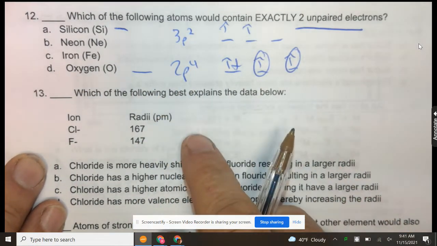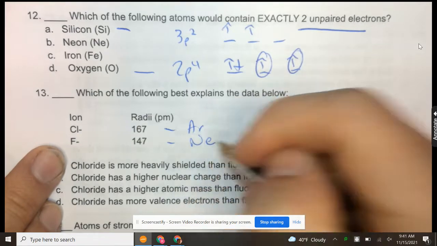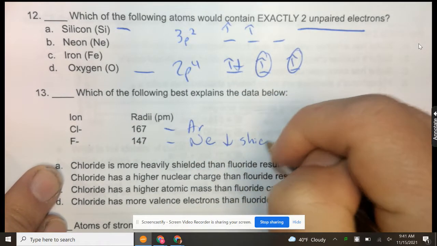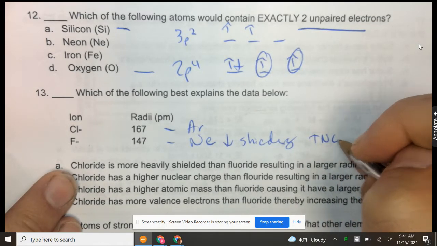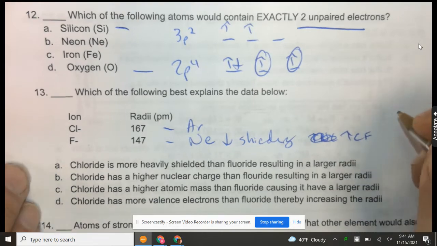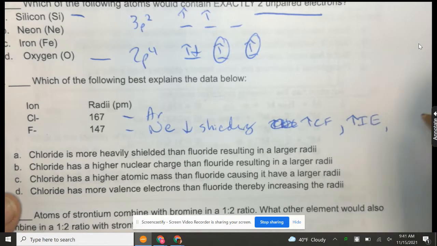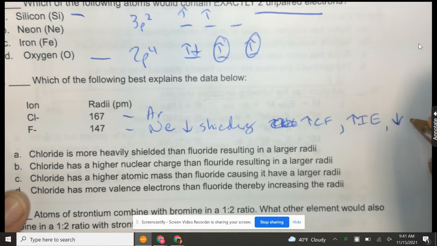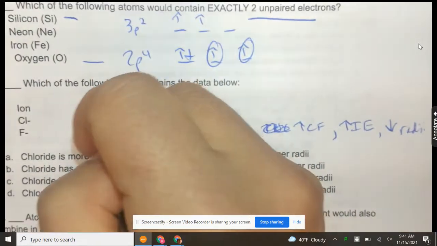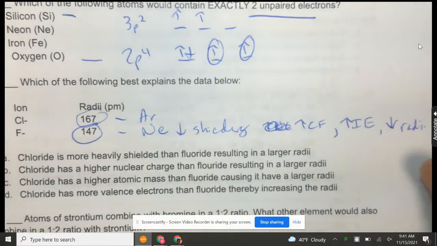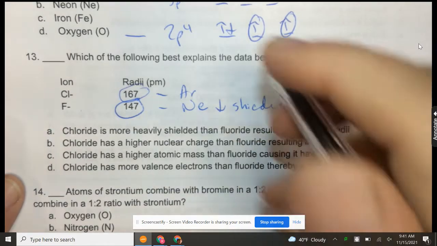Which of the following best explains the data? So chloride is isoelectronic with argon. Fluoride is isoelectronic with neon. Neon has less shielding, which means stronger nuclear charge, equals stronger Coulombic force, which is going to result in higher ionization energy and a smaller radii. It's going to pull everything in tight, make it small. So that's why fluoride is smaller radii than chloride. So all I need to do is find an answer that jives. Chloride is more heavily shielded than fluoride, yep.